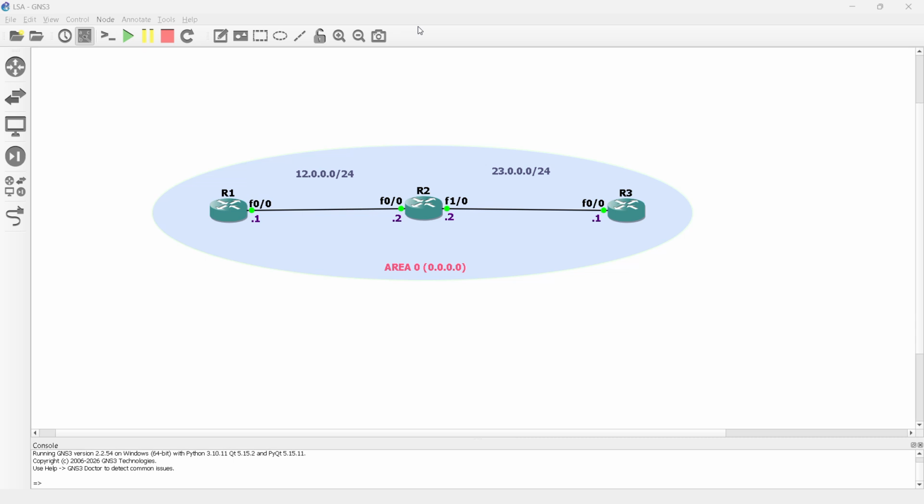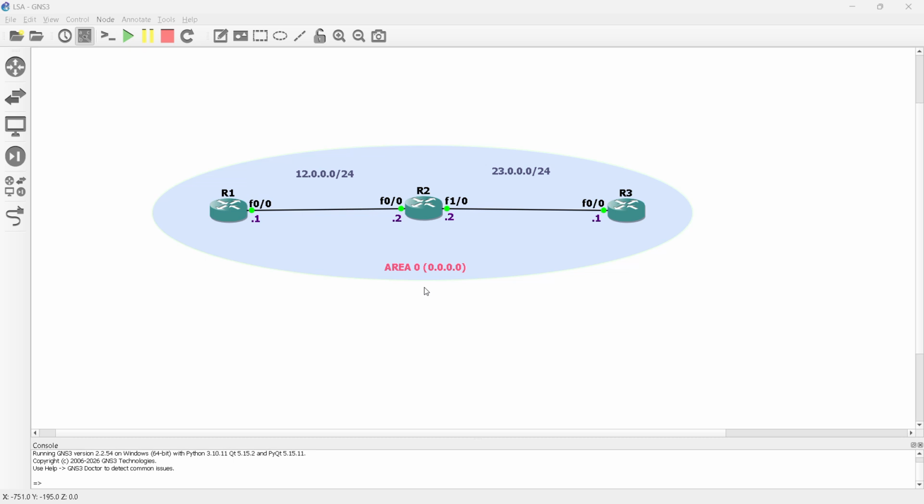So this is the very classic example of what we see in OSPF. This is the most fundamental area known as Area 0, aka backbone area, and any other area which is not Area 0 or not the backbone area is known as a non-backbone area.